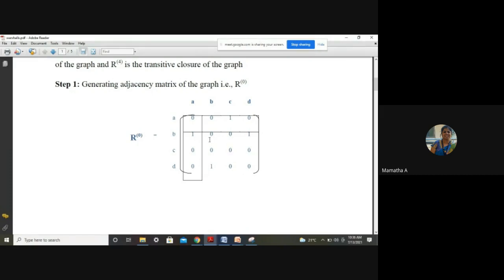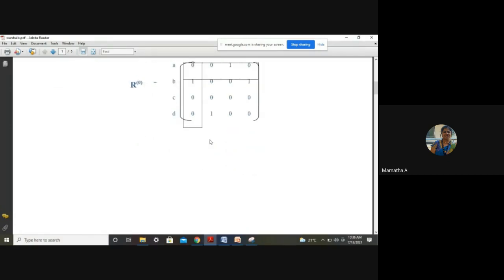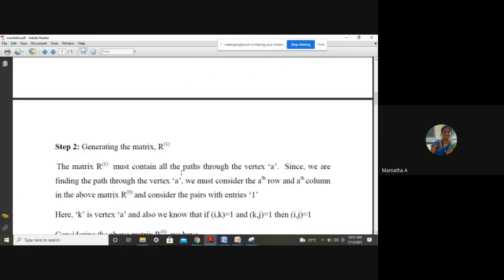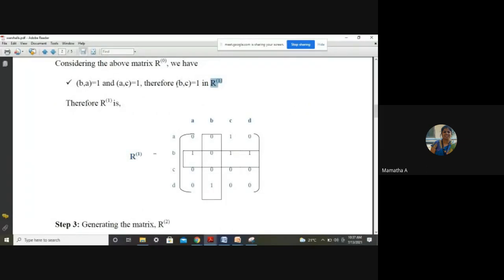Okay, that's done. Now rewrite R1. While writing R1, keep all the entries of R0 and whatever is updated. You can now see only BC is to be updated as 1, so I will update it here. Are you understanding now? Yes. Now that is R1. So you can observe that via the first vertex, that is A, there is only one path existing, that is B comma C. Now I have to generate the matrix R2.